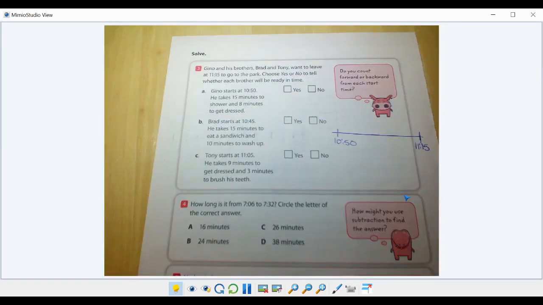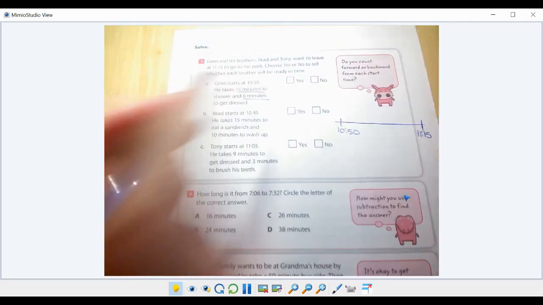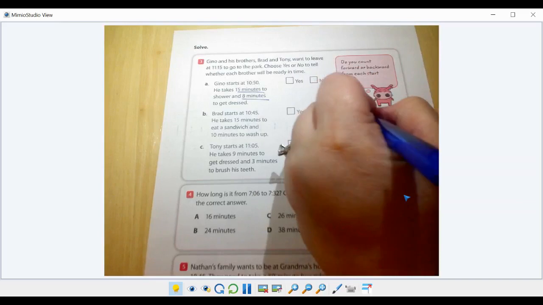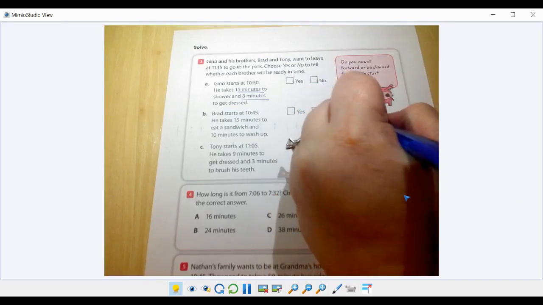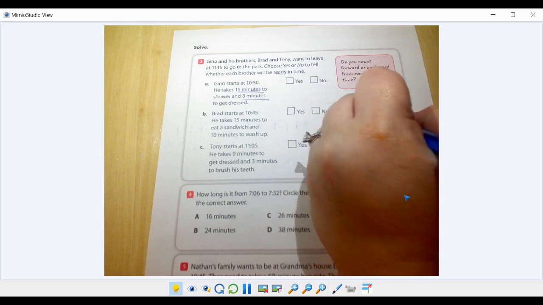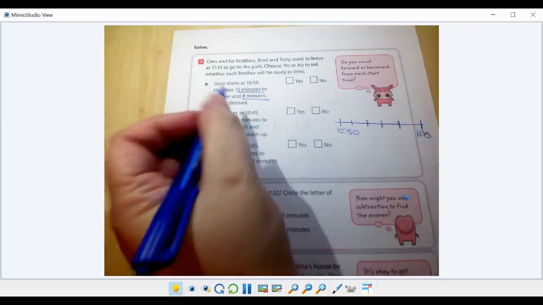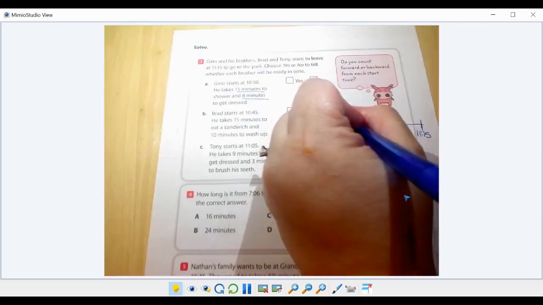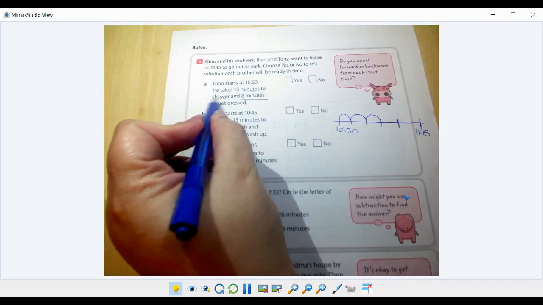He takes 15 minutes to shower and 8 minutes to get dressed. Will he be ready in time? All right, so let's add some fives. 10:50, 55, 60 makes 11, 11:05, 11:10, 11:15. Okay, so 15 minutes. 5, 10, 15. That's him in the shower.